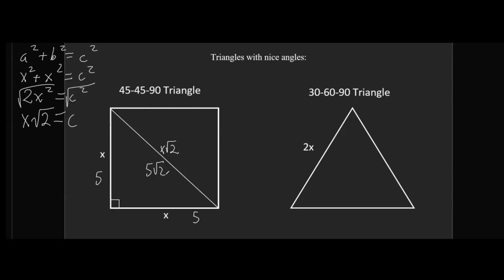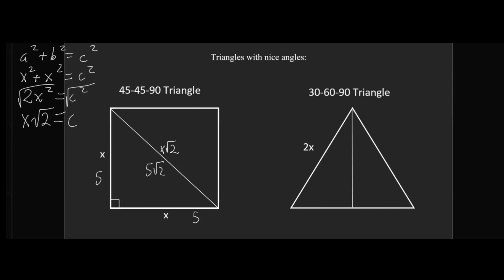So next we'll move on to the 30, 60, 90 triangle here to the right. So what this is, is an equilateral triangle, and you can feel free to argue about pronunciation among yourselves in the comments, but we have an equilateral triangle, and what we'll do is draw an altitude to cut this in half, or bisect it.